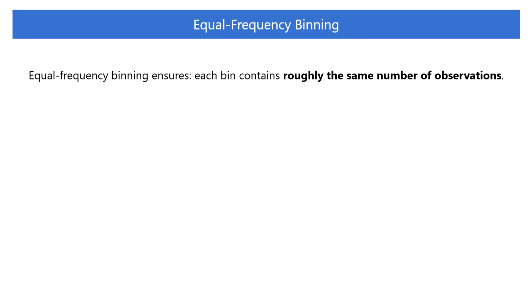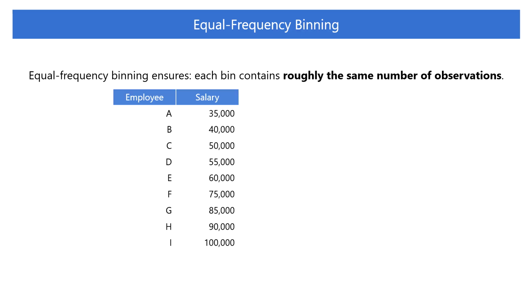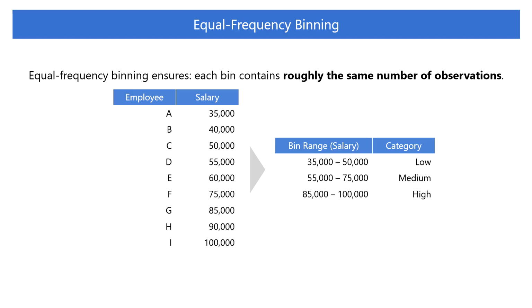Let's go on to another type, equal frequency binning. Equal frequency binning ensures that each bin contains roughly the same number of observations. As an example, let's discretize employee salaries. We have 9 employees with salaries. Using equal frequency binning with 3 bins, we ensure each bin has 3 employees.